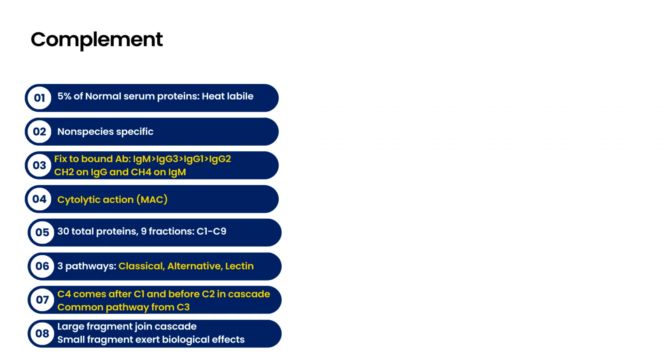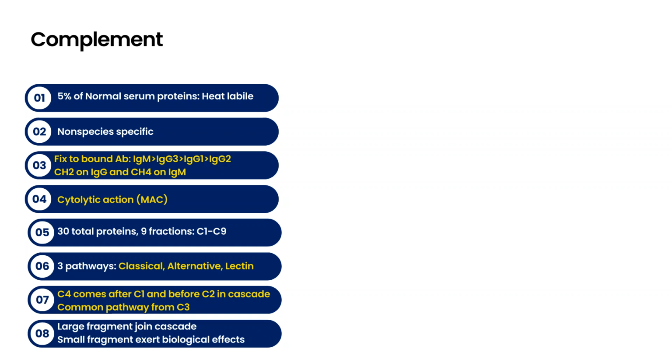There are 3 pathways by which it gets activated. The classical pathway, which is also known as the antibody dependent pathway because it is activated by antigen antibody complexes. The alternative pathway, which is an antibody independent pathway. This is the exception where complements get activated directly without antibodies. And the lectin pathway, which resembles the classical pathway, but is also antibody independent. So the classical pathway is antibody dependent, while alternative and lectin are antibody independent pathways.